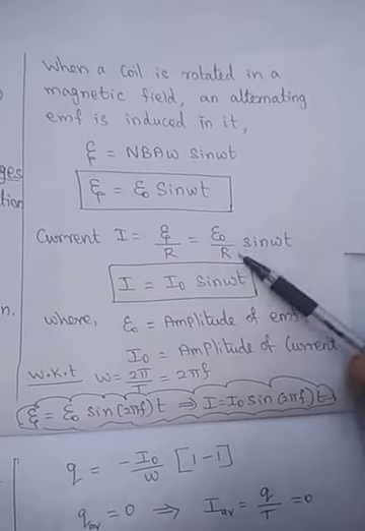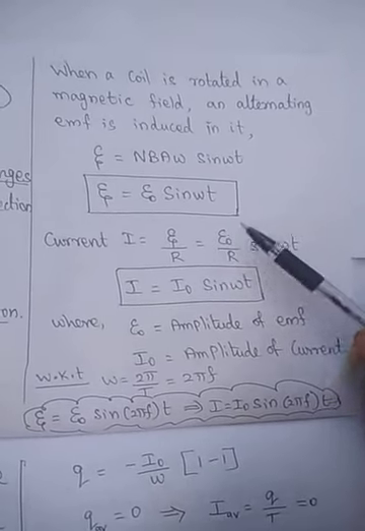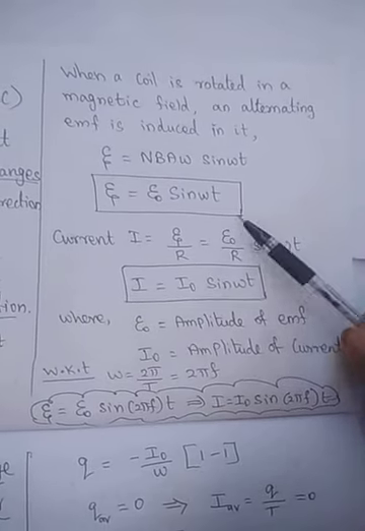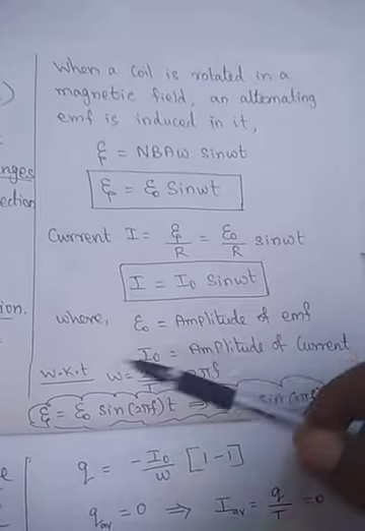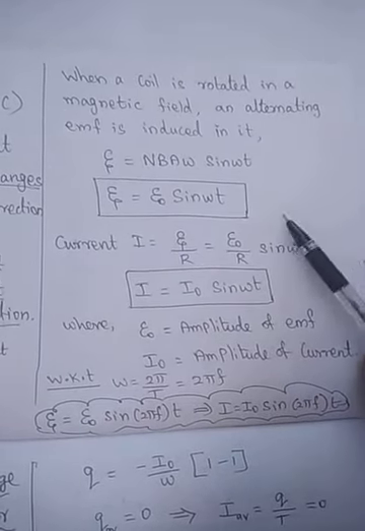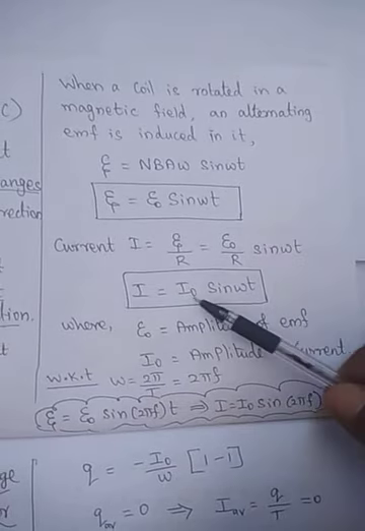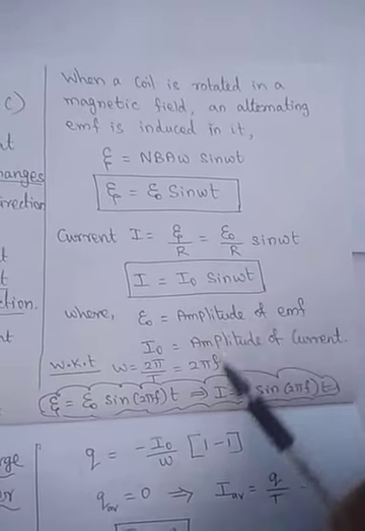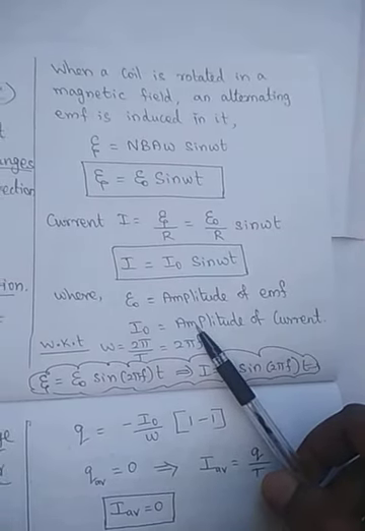So E naught by R is a constant, R is also a constant. E by R, voltage by resistance, is the current. So it is I naught sin omega t, where I naught is the amplitude of the current wave. E naught is the amplitude of the EMF wave, and I naught is the amplitude of the current wave.